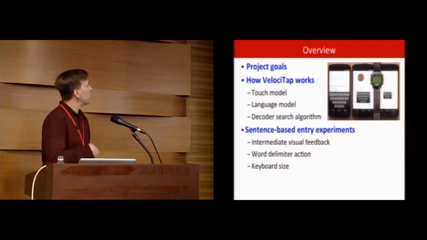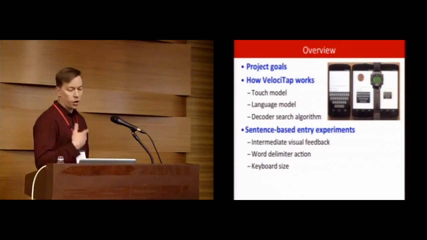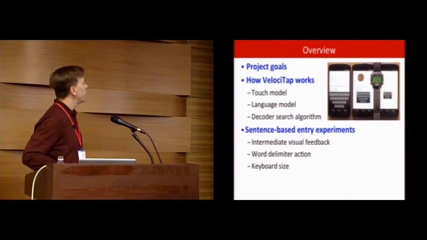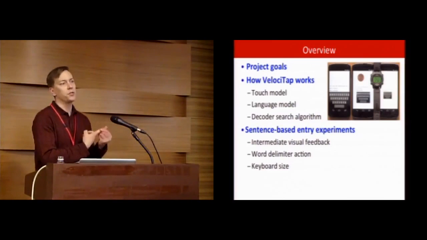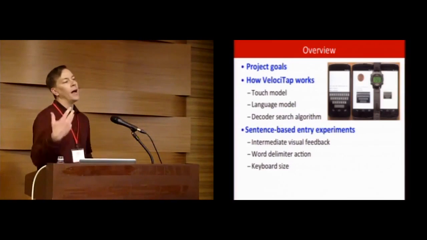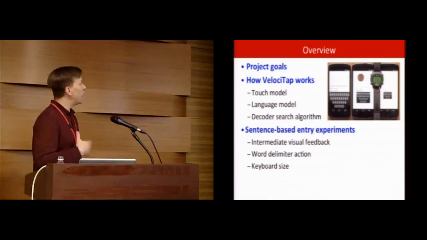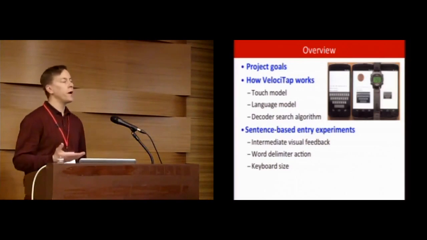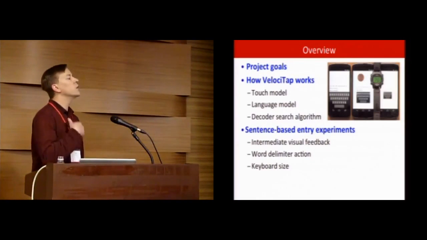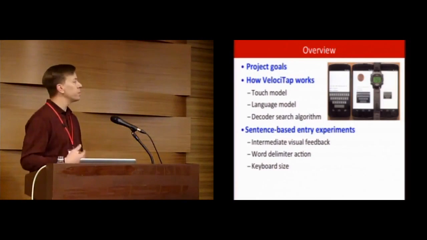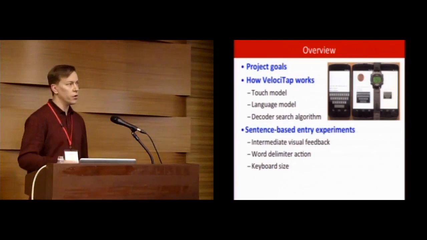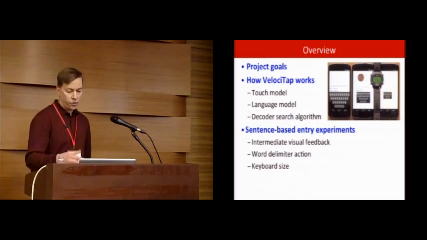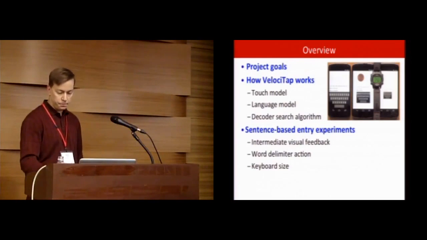So here's an overview of my talk. I'm going to tell you in the beginning a bit about some of our goals for the work, and then I'll describe the basics about how VelociTap works. So I'll talk about its touch model, its language model, and then the decoder search algorithm that combines the two models together. And then I'm going to share with you 3 experiments we ran, and these experiments were designed to improve the performance of the model, as well as to increase the usability of the overall approach. And I'll describe those as we go through them.